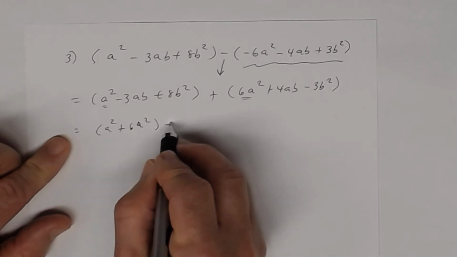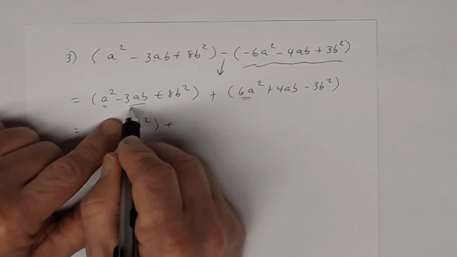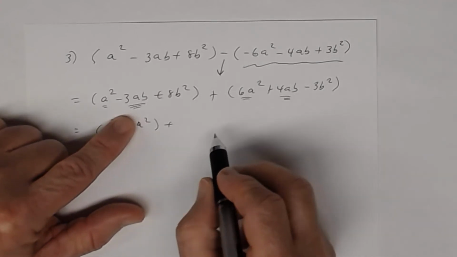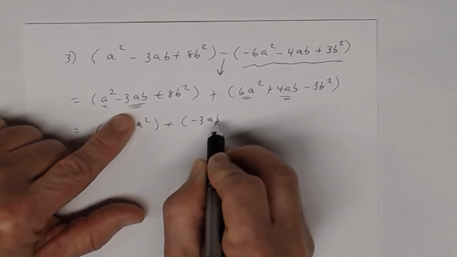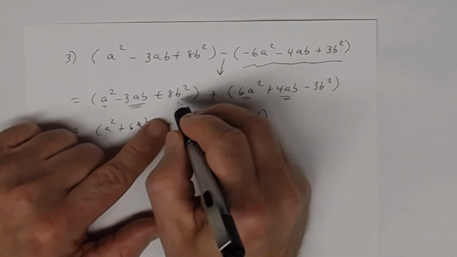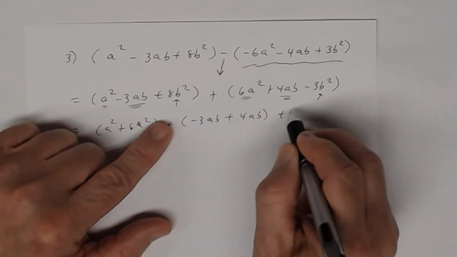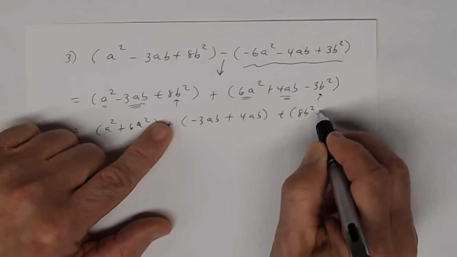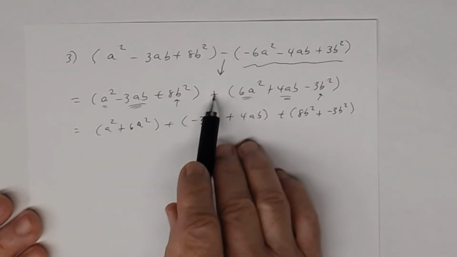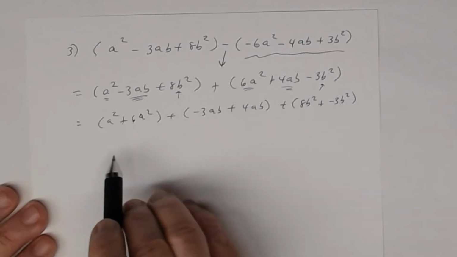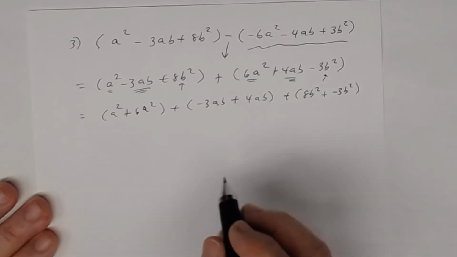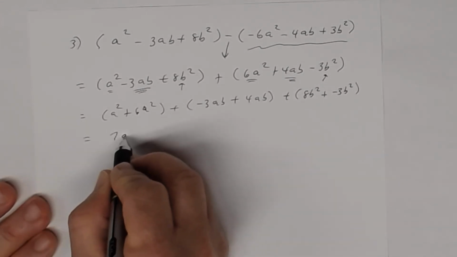Okay? Now the ABs. So notice I have an AB here and I have an AB term here as well, right? I'm going to say plus a negative 3ab plus 4ab. Okay? And then the b squareds right here. So I'm going to say plus 8b squared plus a negative b squared, right? Okay, so this plus this. That's what you see here. What is 1a squared plus 6a squared? The answer is 7a squared.